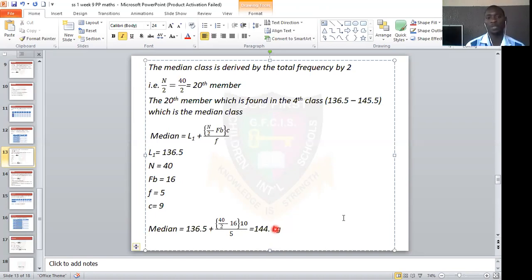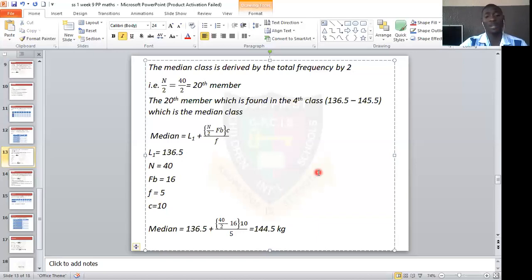So I went back to the median class to correct that. C there is 10. The class interval, the class width, is 10 for this class. So you have to take note of all these things very well. I like the way we are solving together now. I believe you are following all these steps very well.